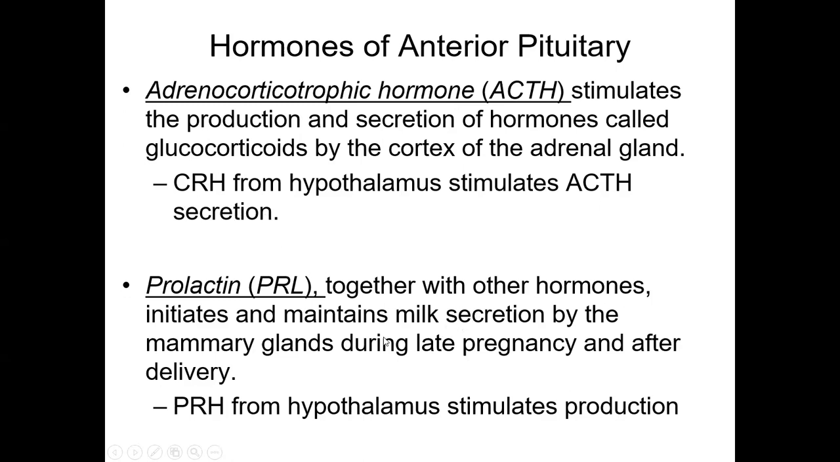Prolactin targets mammary glands to stimulate milk secretion. The anterior pituitary receives permission to make prolactin by way of prolactin releasing hormone from the hypothalamus. So the hypothalamus controls ACTH and prolactin release from the anterior pituitary through these releasing hormones.